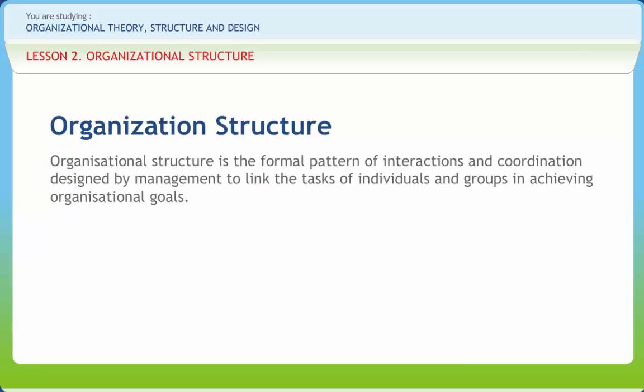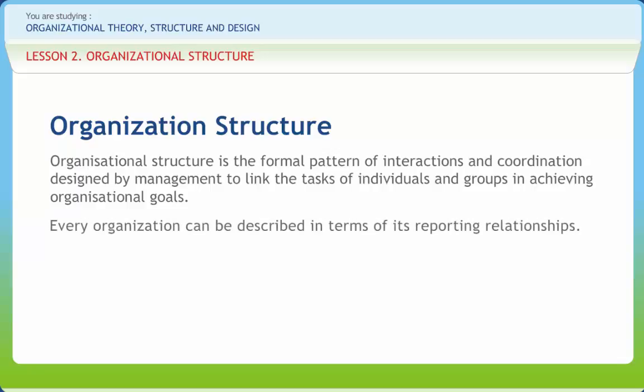Organizational structure is the formal pattern of interactions and coordination designed by management to link the tasks of individuals and groups in achieving organizational goals. The organizational structure is designed to prevent chaos through an orderly set of reporting relationships and communication channels. Organization structure is reflected in the organization chart. The organization chart is the visible representation for a whole set of underlying activities and processes in an organization.